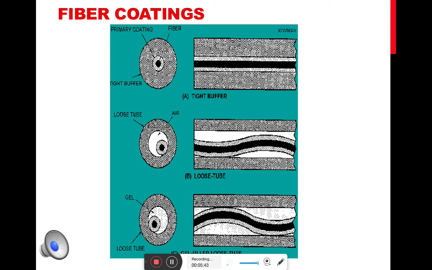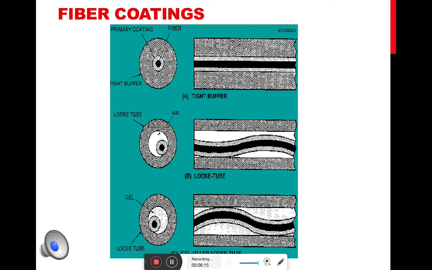In figure B, you can see loose tube. In loose tube, you can see the optical fiber marked in red. On top of the optical fiber is a primary coating. After the primary coating, we have a certain vacant space which is filled with air. After some space we give a buffer jacket, which is denoted by loose tube. The thing in white is air.